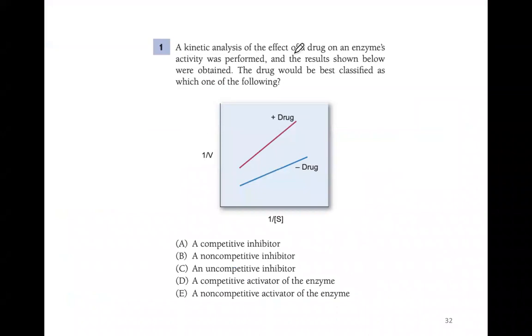A kinetic analysis of the effect of a drug on an enzyme's activity was performed, and the results shown below were obtained. The drug would be best classified as which one of the following? So we can draw a line here and another one here. This is the y-axis, this is the x-axis. So what do you think? Here would be the Vmax, and here would be the Km. Is it a competitive inhibitor, non-competitive, uncompetitive, or a competitive activator, or non-competitive activator of the enzyme?